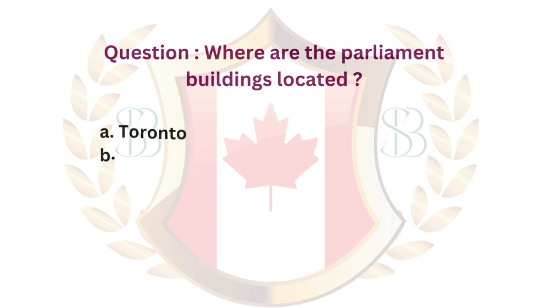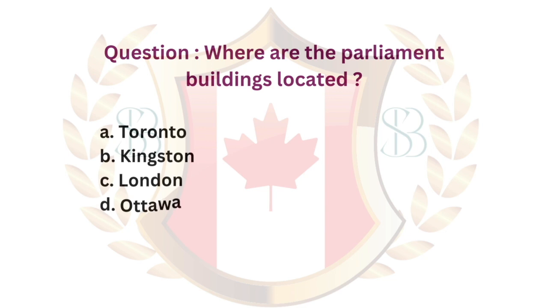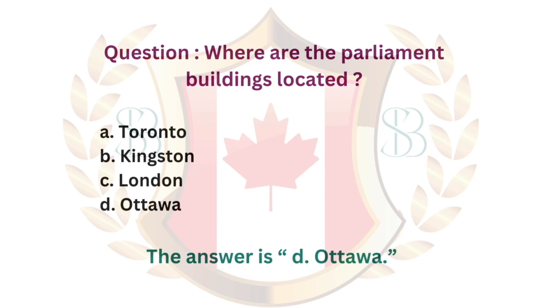Question: where are the Parliament buildings located? A. Toronto. B. Kingston. C. London. D. Ottawa. The answer is D. Ottawa.